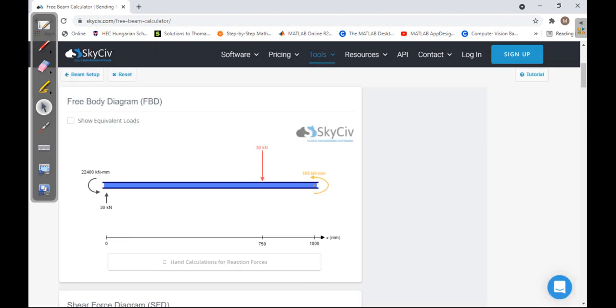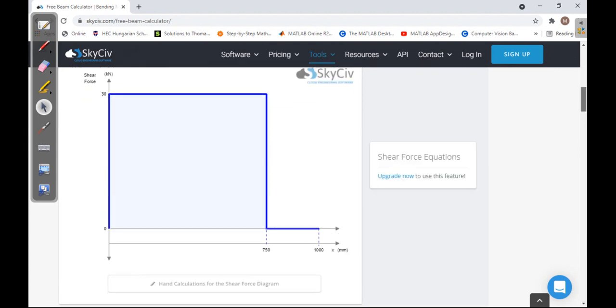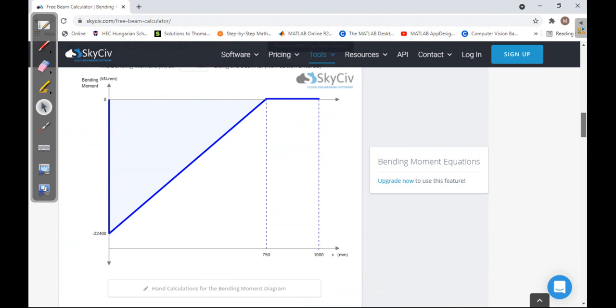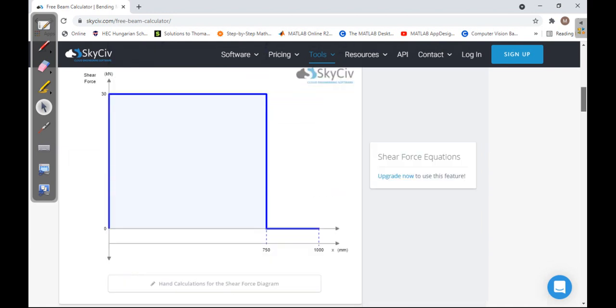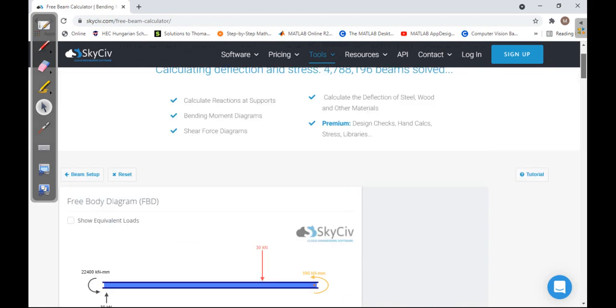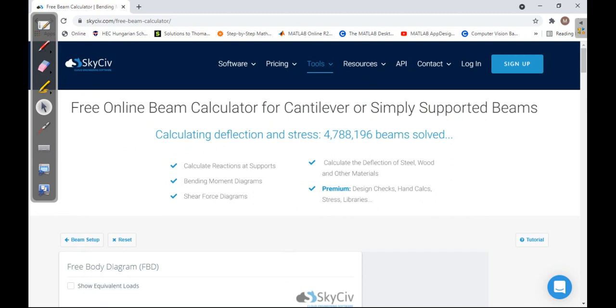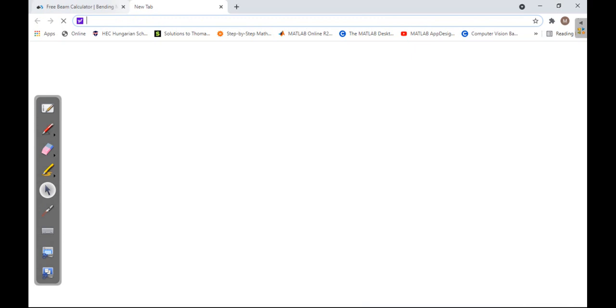Let's see. This is the free body diagram, here is the shear force diagram, and here is the bending moment diagram. Looks like a very good bending moment and shear force diagram, and this is super cool. This can help you get the bending moment and shear force diagram within a second, and this is the most difficult part in solid mechanics and mechanics of deformable bodies. Let's try one more tool, which is most important. Let's start the second tool.